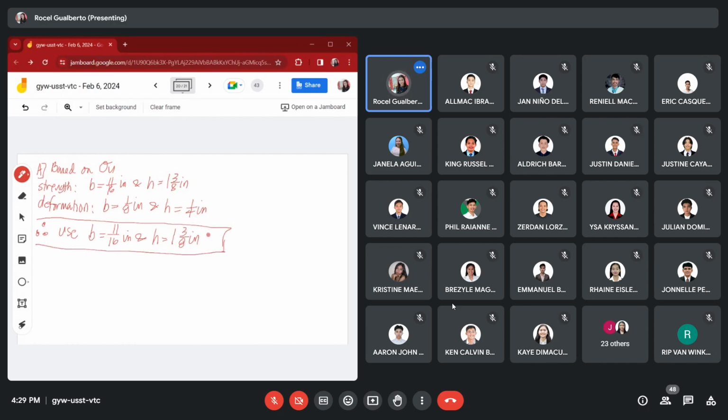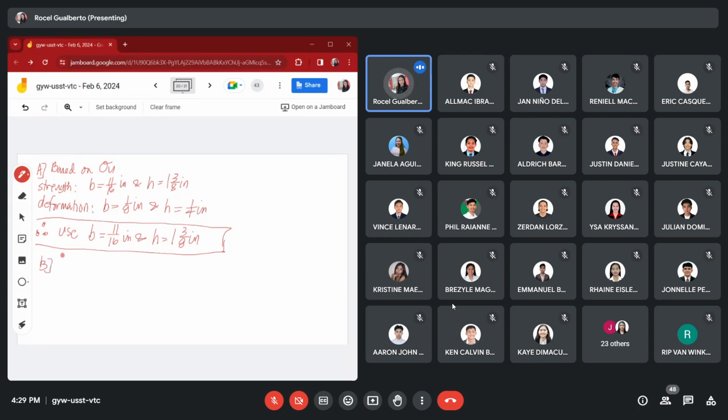So, kino-compare mo po yung dalawa mong answer. Nagkataon lang po kanina dun sa letter A, wala pa po yung deformation failure. Pero kung meron po, dapat i-compare mo po siya at yung mas malaki, yun po yung gagamitin nating final answer. Yun na po yung tamang sagot.